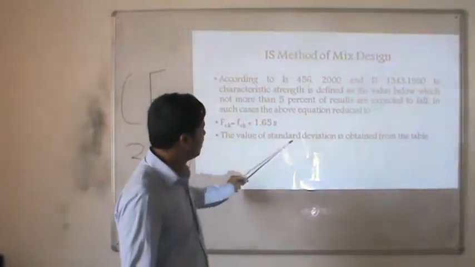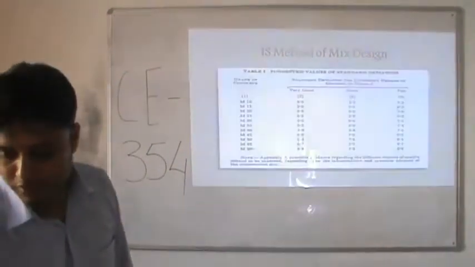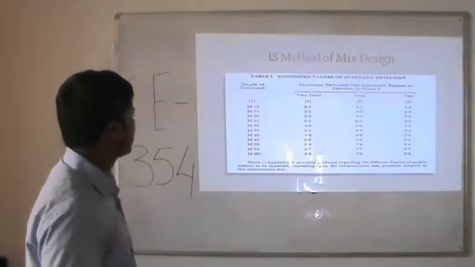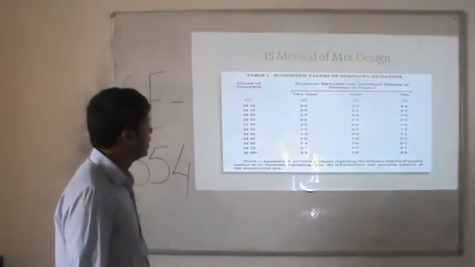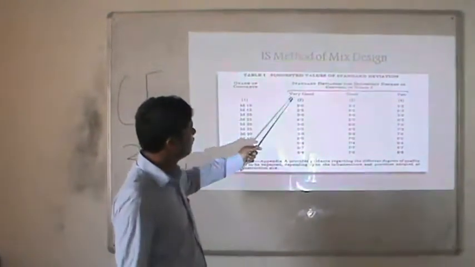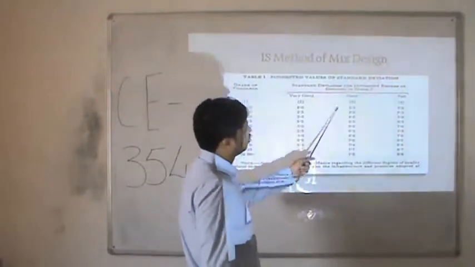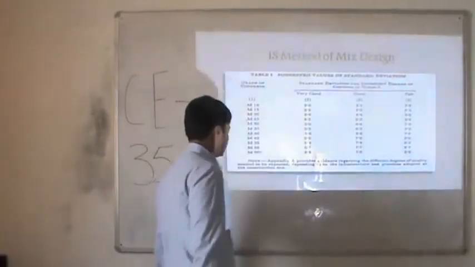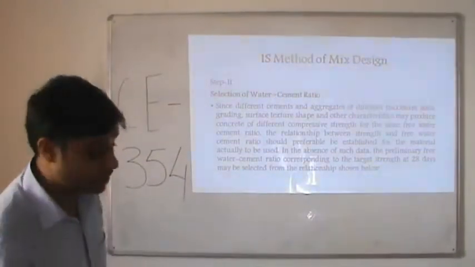Now, the value of standard deviation is obtained from the table. So that will be obtained from the table, and that table is this one. So this is for, say, grade 4 and 10, we have very good standard deviation 2.0 and then good at 2.3 and fair at 3.3. So that was step 1.